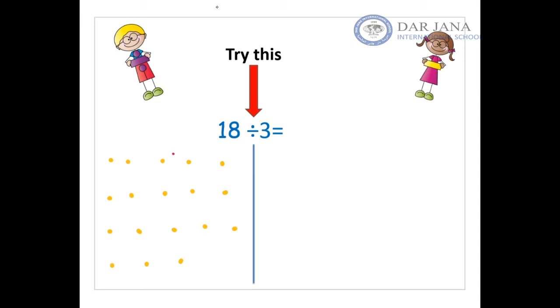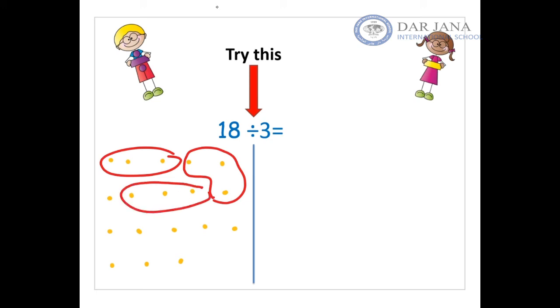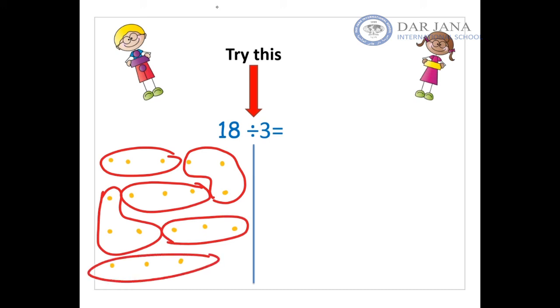1, 2, and 3. 1, 2, and 3. Another group. I keep putting into groups till I finish everything. 1, 2, and 3. Another group. 1, 2, and 3. 1, 2, and 3, and the last one. So I have nothing left. I count how many groups I have: 1, 2, 3, 4, 5, and 6. So my answer is 6.